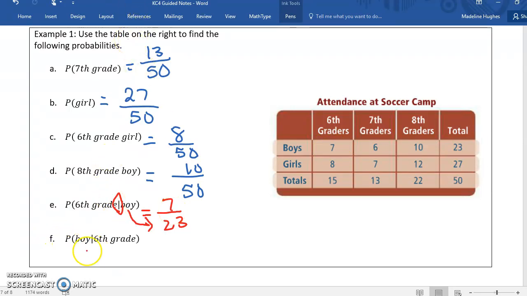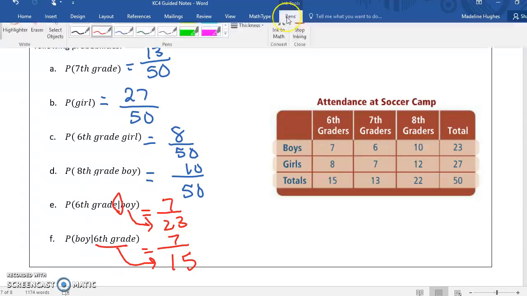And then lastly, probability of boy, given that they are in 6th grade. Now we're looking at the total number of 6th graders as our total. So I go over 6th grade, all the way down, the total of those are 15. That goes on our denominator. How many of those 6th graders are boys? 6th grader, boys, there are 7. So 7 out of 15.